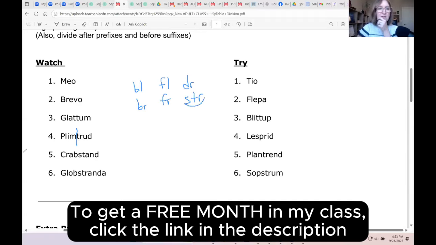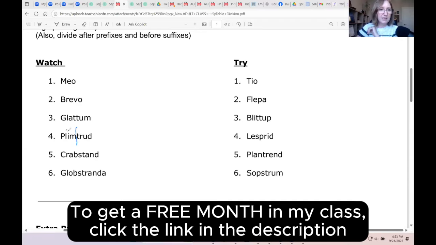So like you can see right here, this TR, this will usually be the case. You usually don't have to watch for it. It's usually just going to happen naturally that that consonant blend will be in one syllable or the other, following this pattern of syllable division.